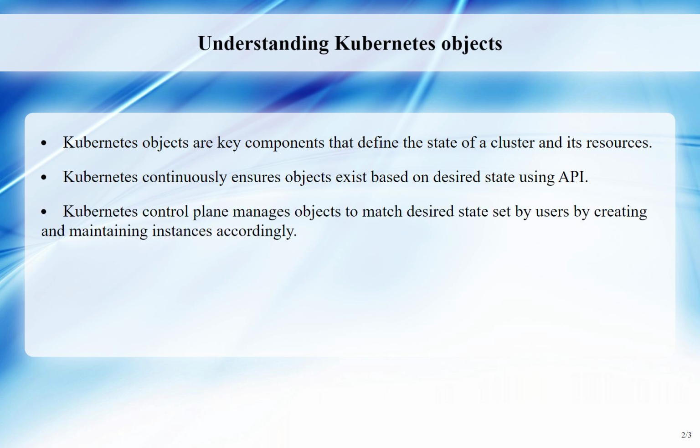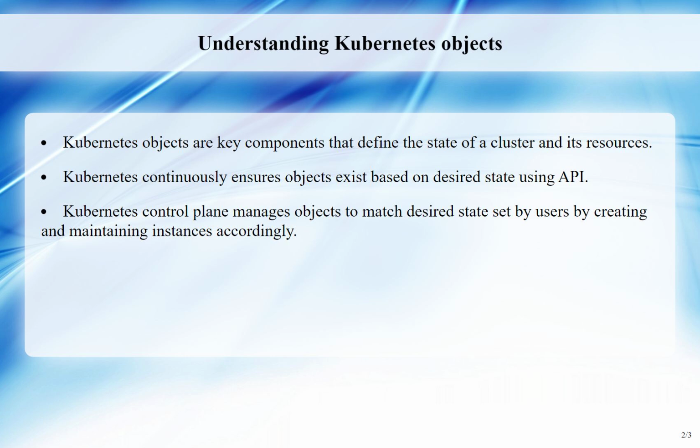The Kubernetes control plane actively manages the objects to match the desired state set by users. For example, a deployment object may have the spec set to deploy 3 application replicas, and the system will create and maintain these instances to match the desired state.